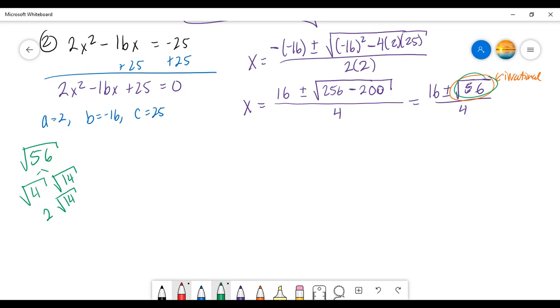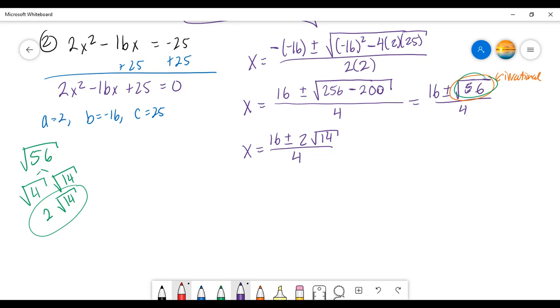Now, to make sure this is completely simplified, I want to see, are there any perfect squares in 14? Well, 14 is just 2 and 7, so there's nothing else I can do. So the simplified version of rad 56 is 2 rad 14. Okay, so I'm going to get x equals 16 plus or minus 2 rad 14 all over 4.